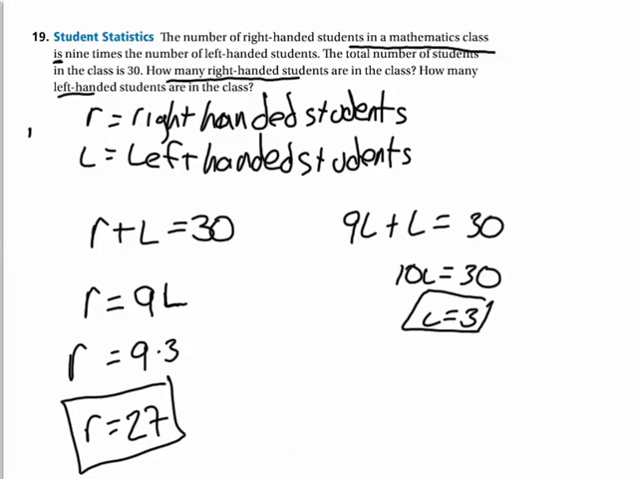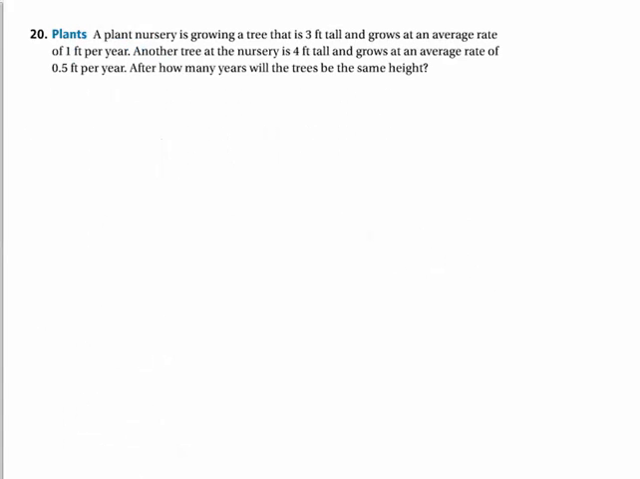And here should be your answer. Again, pretty straightforward. I got my two equations, solve for R, so I plugged R into the other one. I did that right here, 9L plus L equals 30. And I found out that there's 3 left-handed students. Then I just take that, plug it in, find out there's 27. The key is just finding what your variables are and setting up your equations. Let's look at another one.